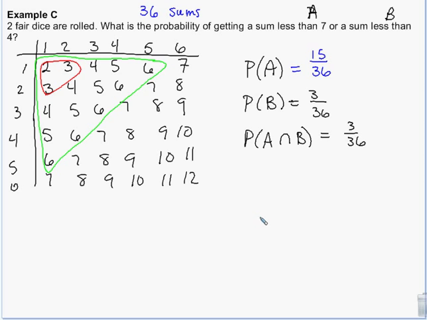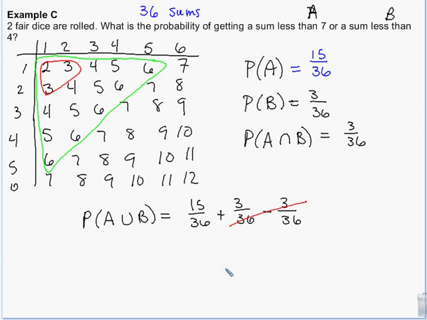Does that make sense? So our probability of A or B is 15 over 36 plus 3 over 36 minus 3 over 36. So basically, that canceled each other out. Because if you're less than 4, you're already less than 7. So you have 15 over 36, which gives you 5 over 12. And then if you wanted to know the actual percentages on that, you would divide those, and you get 42%.